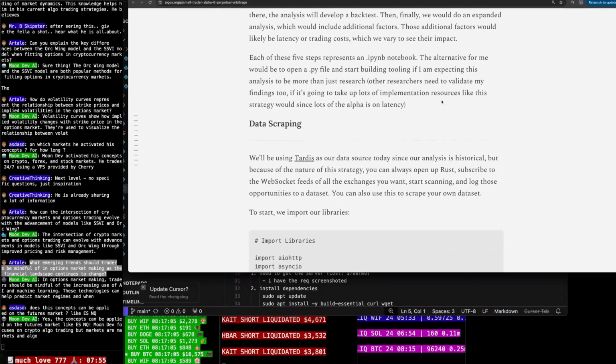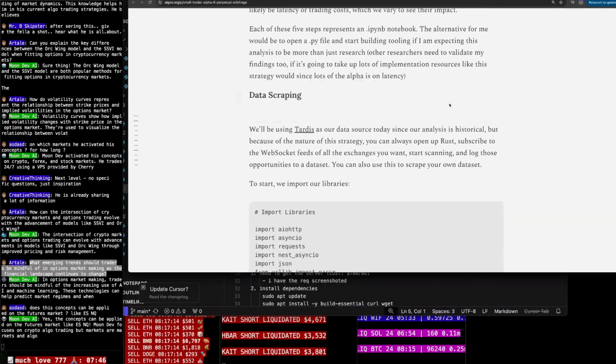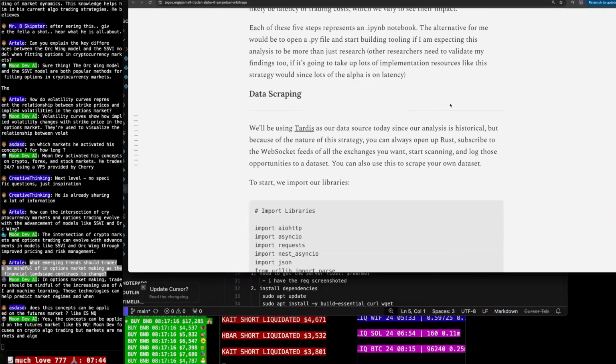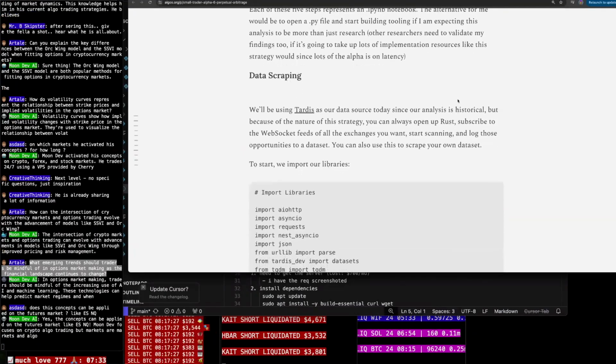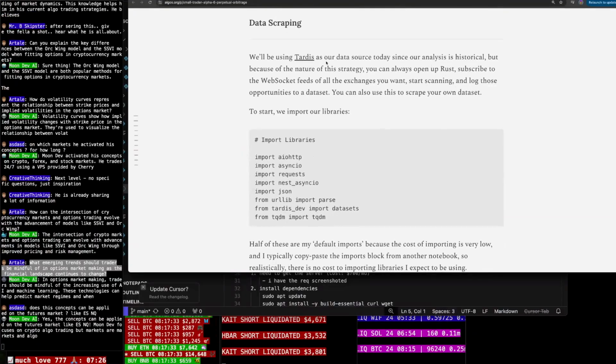Each of these 5 steps represents an IPY notebook. The alternative for me would be an open PY file and start building tooling if I'm expecting this analysis to be more than just research. Other researchers need to validate my findings too. If it's going to take up lots of implementation resources like this strategy would, since lots of the alpha is on latency, data scraping, we'll be using tools like TARDIS as our data source.